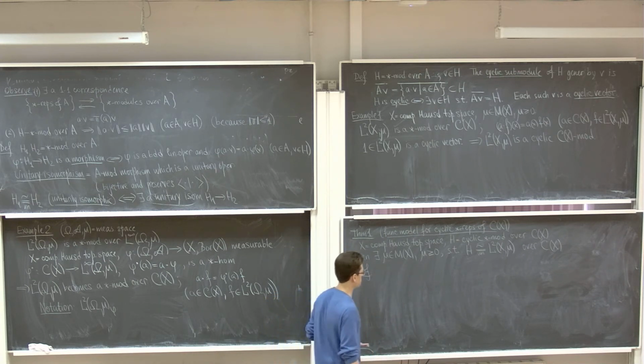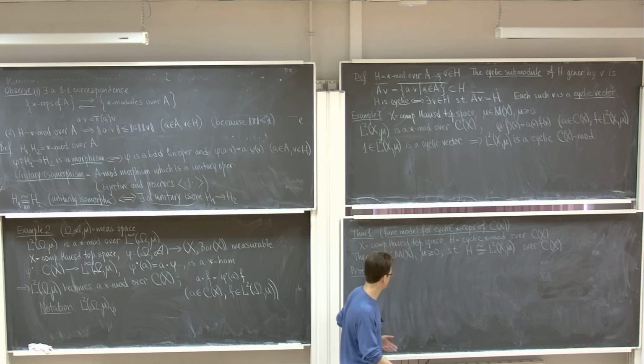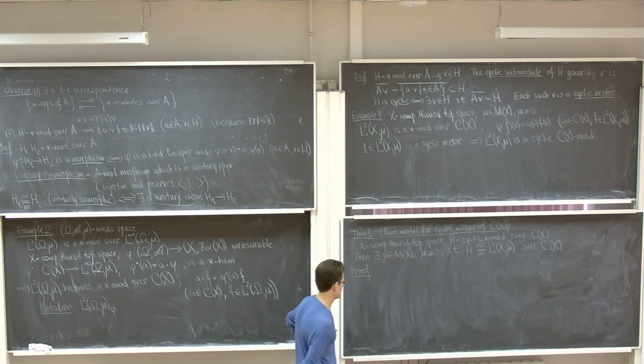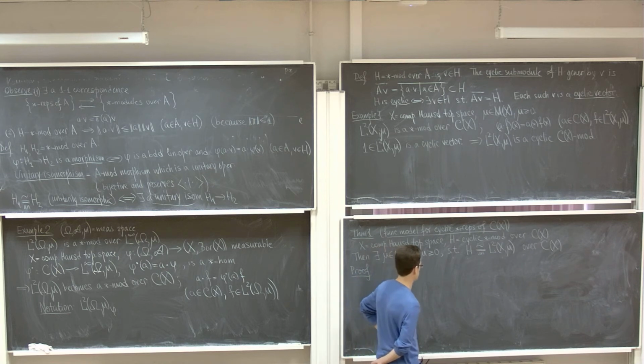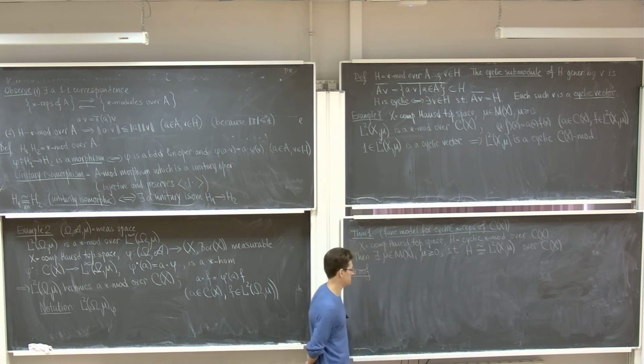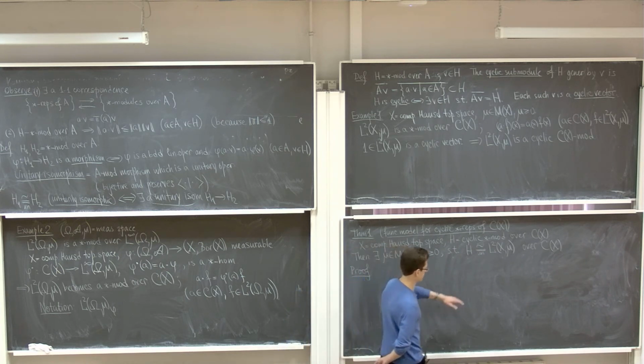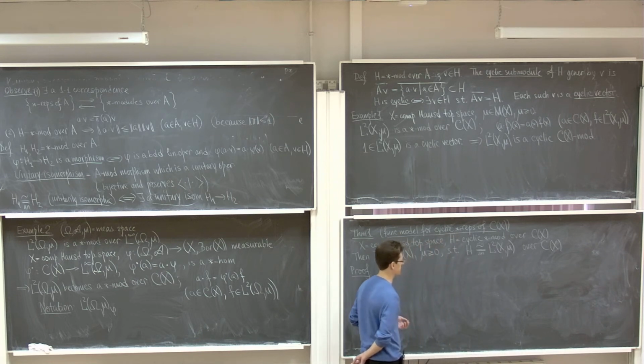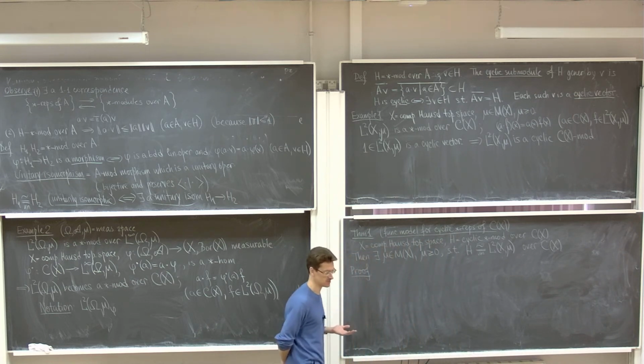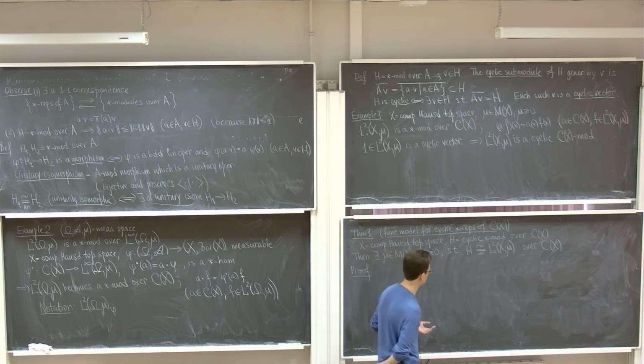If X is one point, then C(X) is just the complex numbers. So in this case, the theorem just states that each Hilbert space which is cyclic over the complex numbers, so what is a Hilbert space which is a cyclic module? It is one-dimensional. So in this case, this is true, but this is kind of a trivial result.